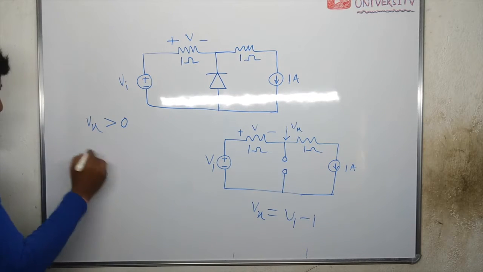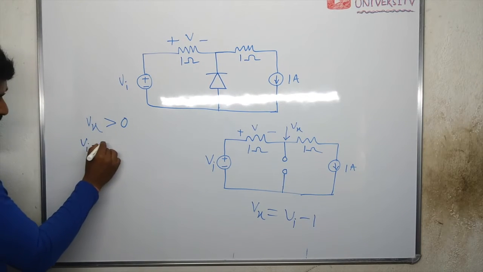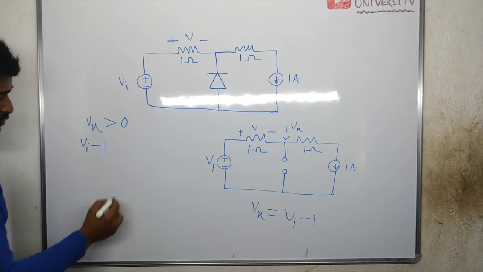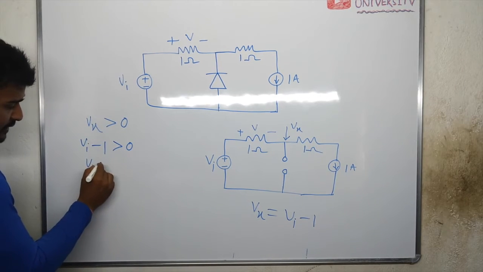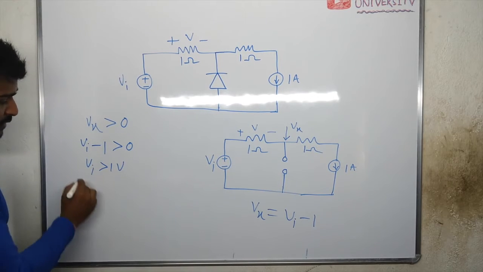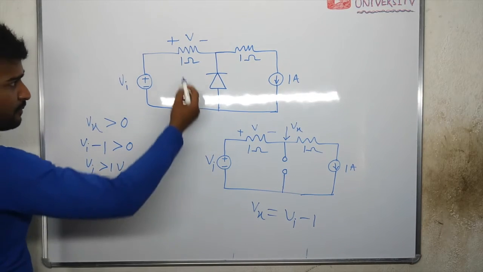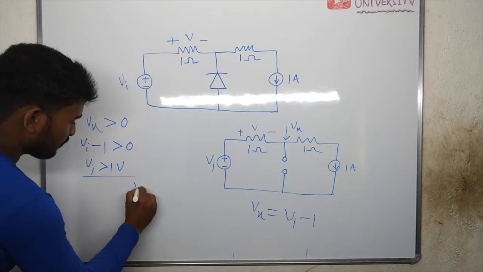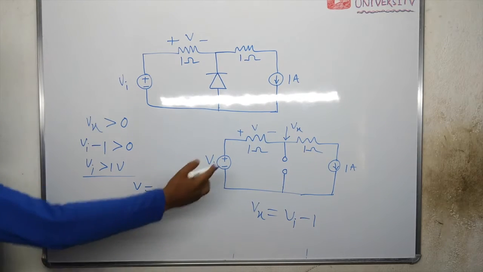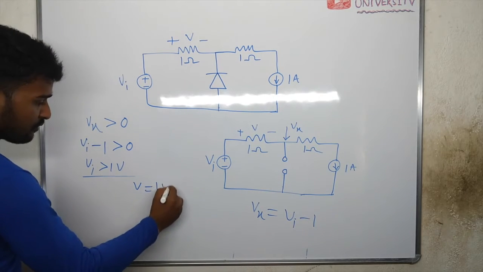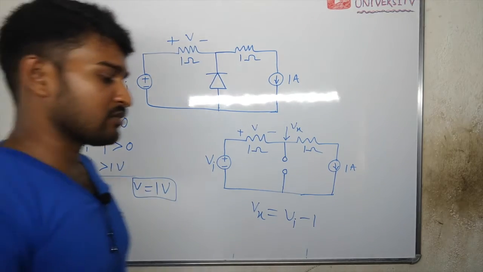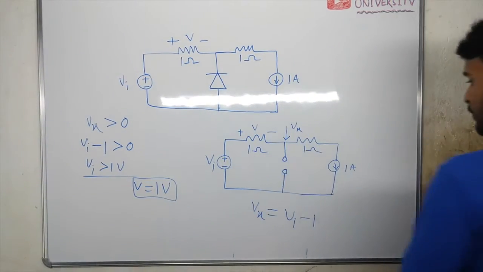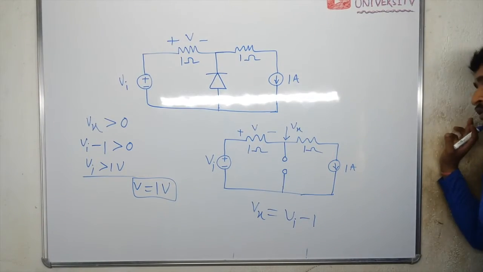or you can say Vx equal to Vi minus 1 is greater than 0 volt, or you can say if Vi is greater than 1 volt, then what is the value of V? This diode is off, so V will be 1 volt. So when input voltage is greater than 1 volt, your value of V will be 1 volt.